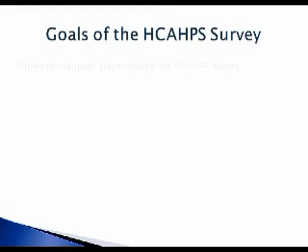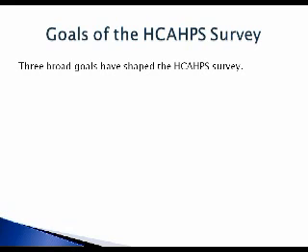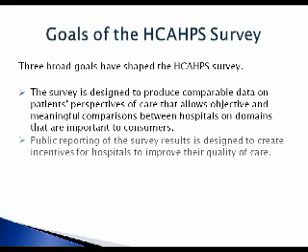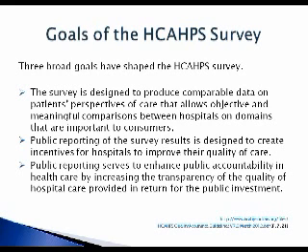The goals of the HCAHPS survey that we hit on are that three broad goals have shaped the HCAHPS survey. The survey is designed to produce comparable data on patients' perspectives of care that allow objective and meaningful comparisons between hospitals on domains that are important to our consumers. Public reporting of the survey results is designed to create incentives for hospitals to improve their quality of care. Public reporting serves to enhance public accountability in healthcare by increasing the transparency of the quality of hospital care provided in return for public investment.